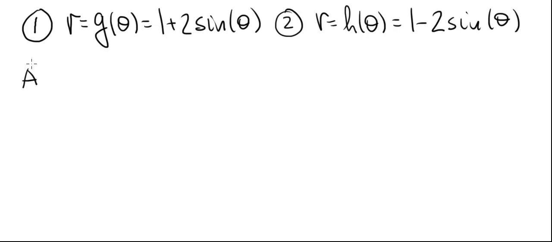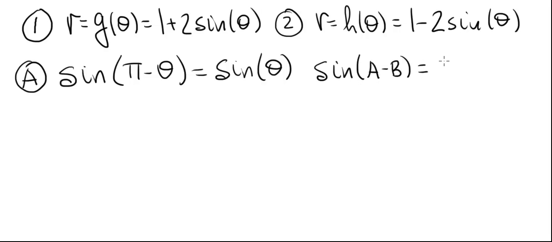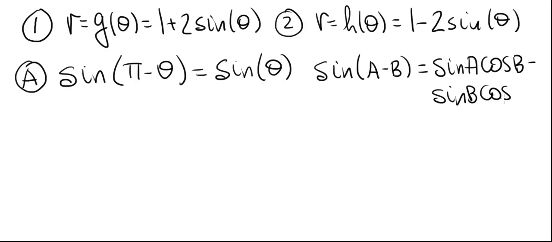We're going to need two results. The first is a trig identity: sine of pi minus theta is equal to sine of theta. Now, if you don't remember this identity, we can always derive it from another trig identity, that is sine of A minus B equals sine A cosine B minus sine B cosine A.